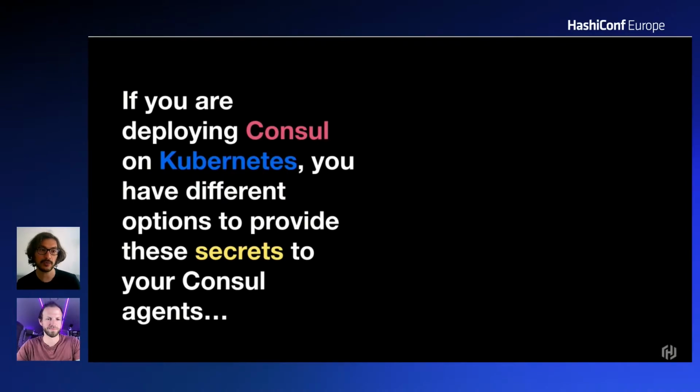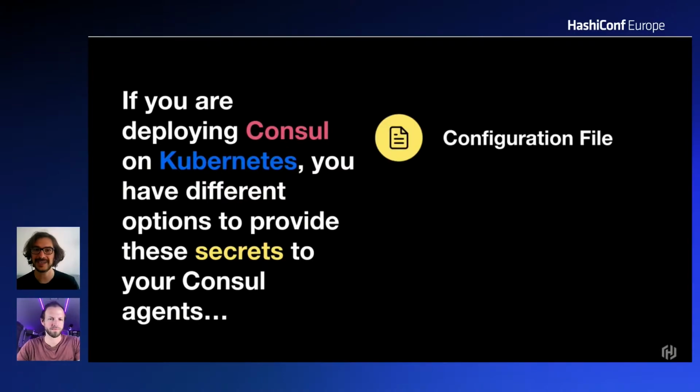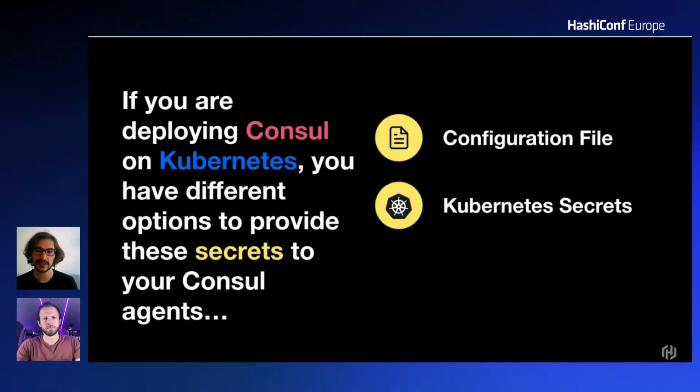If you are deploying Consul on Kubernetes, you have different options to provide these secrets to your Consul agents. First, the easiest one: put them in your configuration files. This seems like a very easy solution, but eventually it doesn't pay off very much, because those secrets become sensitive content. So you cannot store your configuration file in a public repository, or it's highly probable that those secrets get leaked. So the next step, leveling up the security, people usually use the Kubernetes secrets manager.